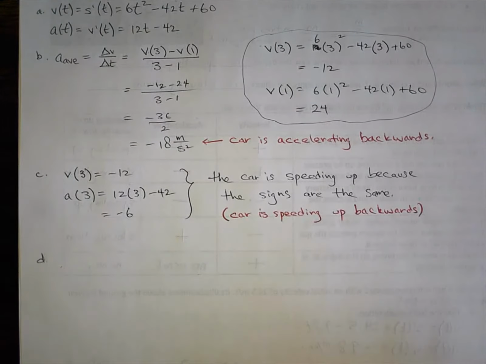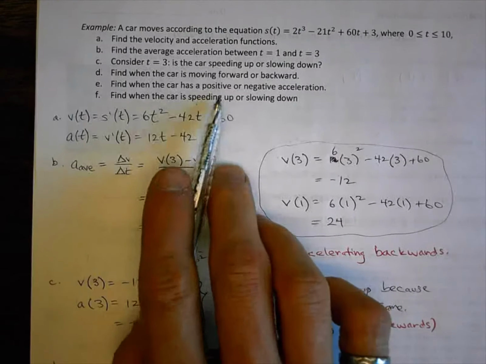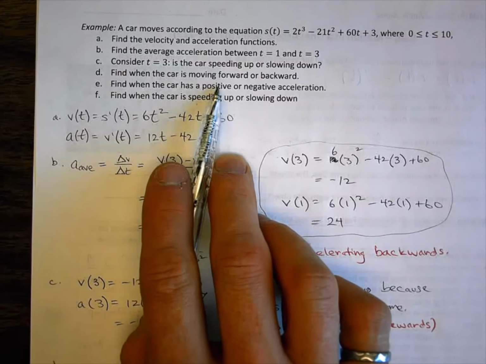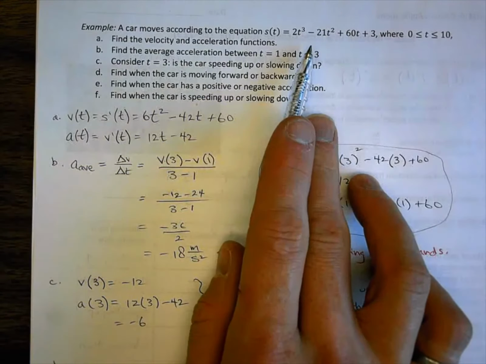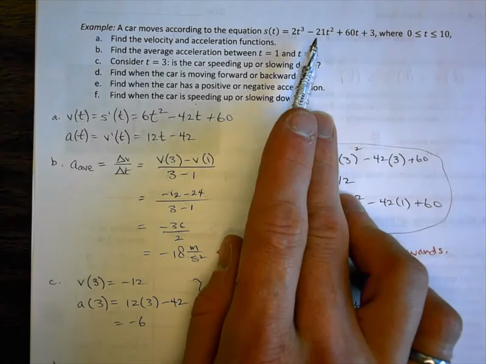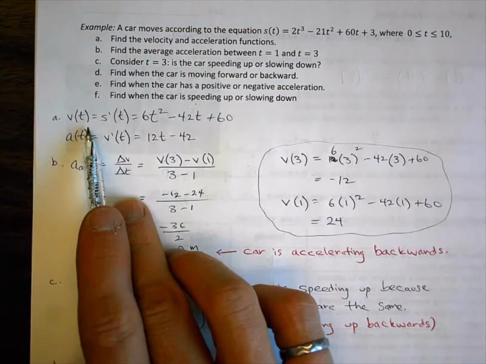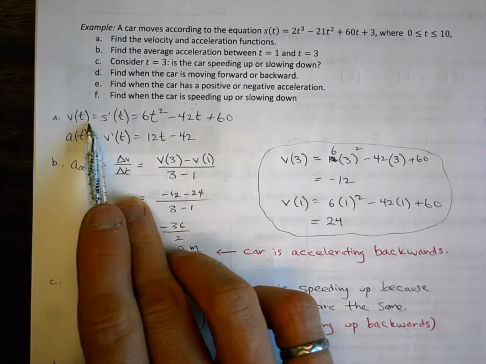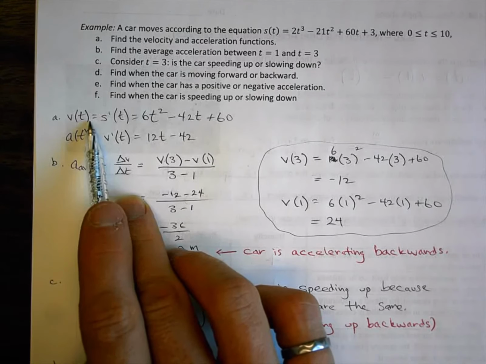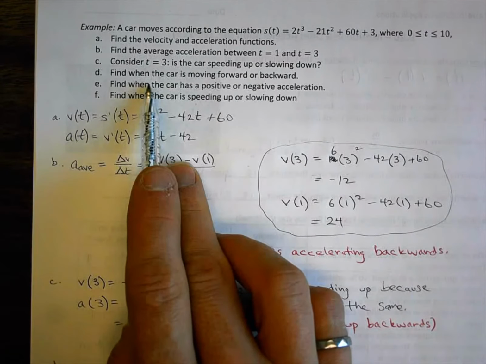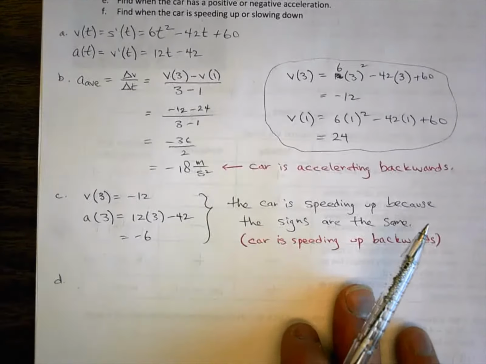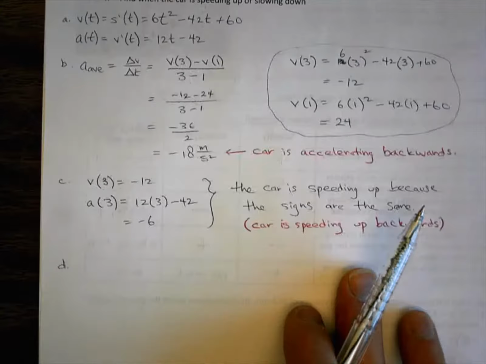Okay, let's go to part D. Find when the car is moving forwards or backwards. Okay, so now we have to think a little bit. So this equation tells me where the car is. This tells me how the car is moving, the speed it's moving, and whether it's moving forward or backwards. So I need to look at velocity if I want to know if the car is moving forwards or backwards. So this is like yesterday's question, part D.